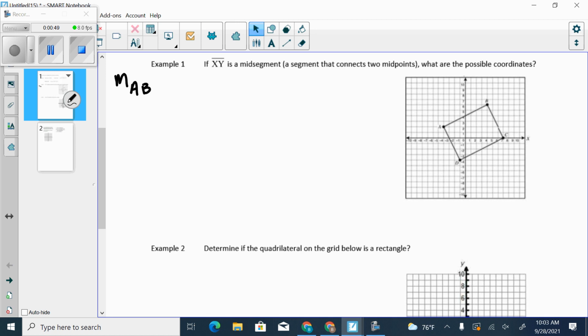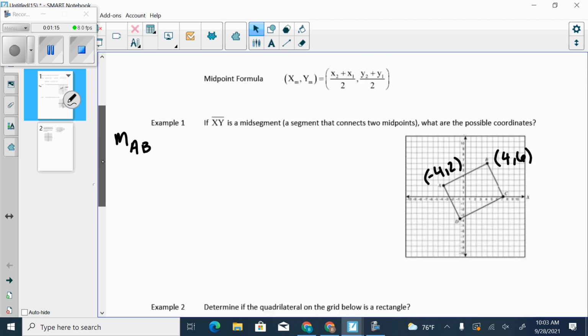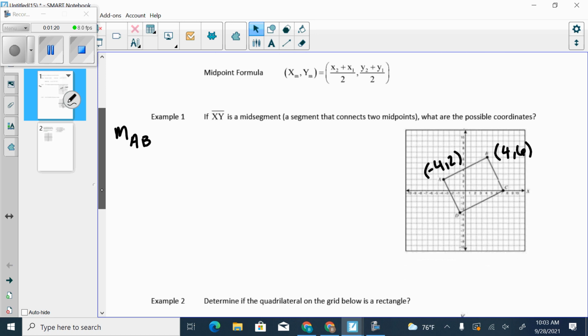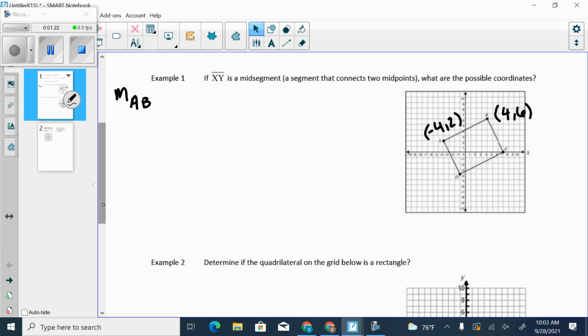Okay, so where is the point A at? What's its coordinate point? All right, and where is point B at? Good. So those are going to be the points that we're plugging into our formula, right? So we're finding our midpoint, that's this formula right here. So it should be x2 plus x1.